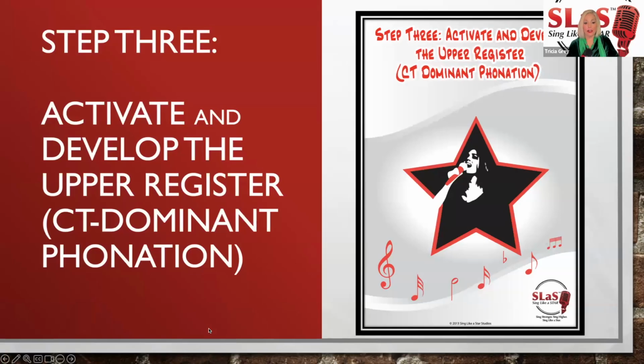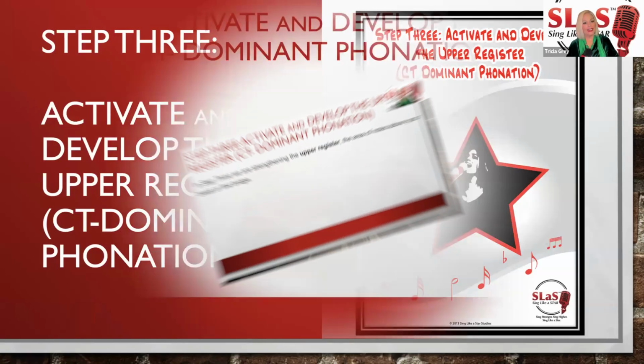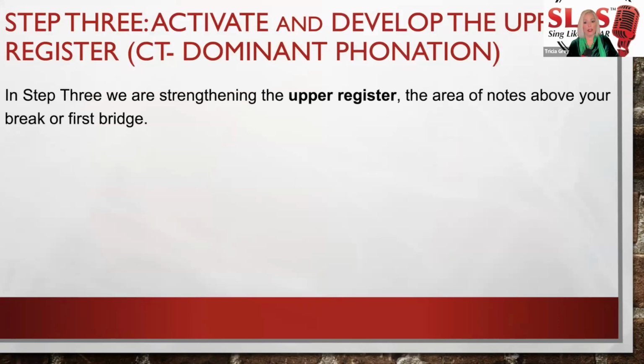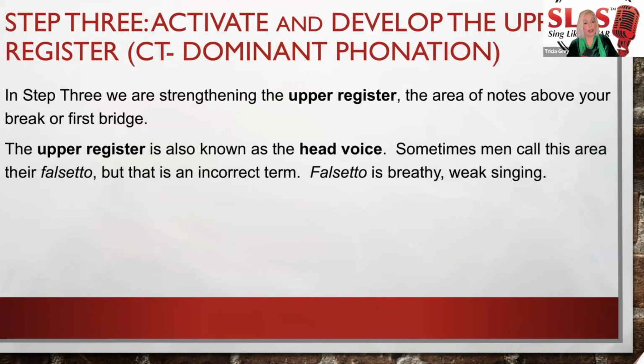Step 3. Activate and develop the upper register, CT dominant phonation. In step 3, we're strengthening the upper register, the area of notes above your break or first bridge. The upper register is also known as the head voice. Sometimes men call this area their falsetto, but that's an incorrect term.